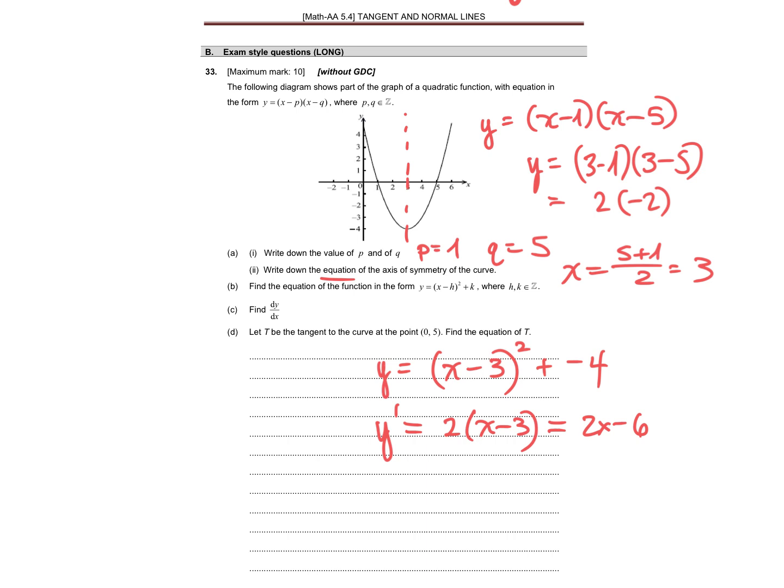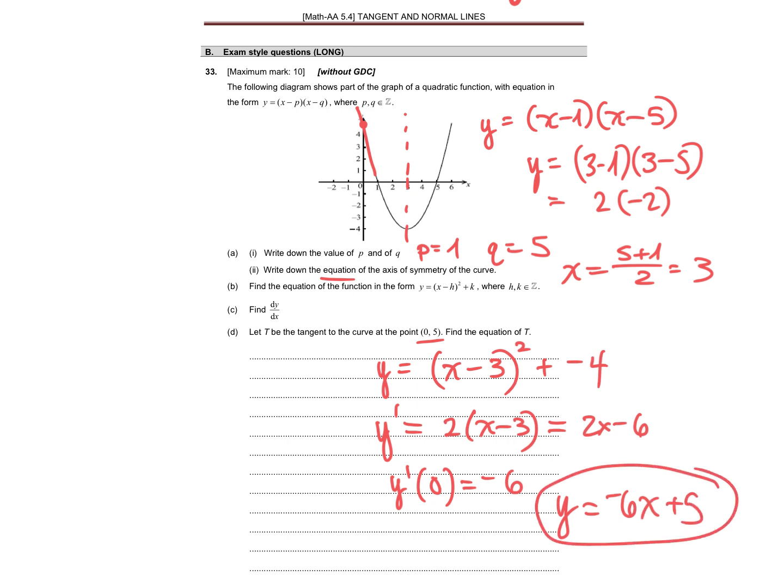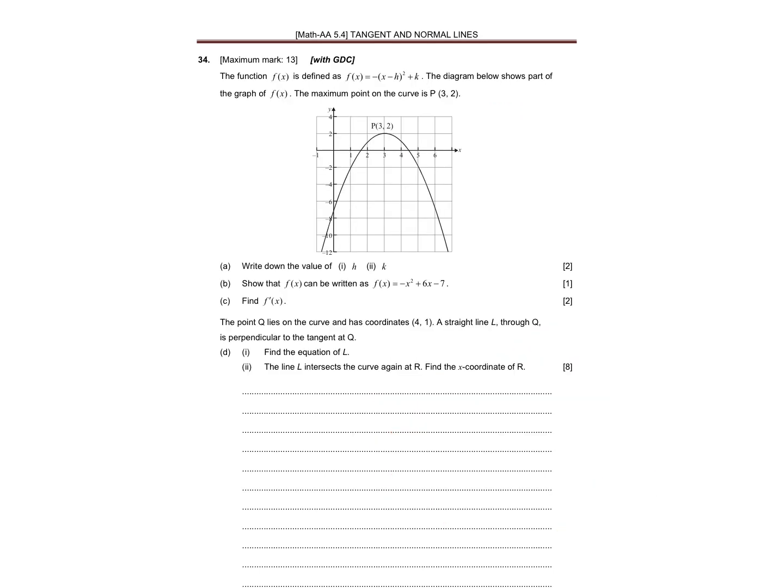And then let t be the tangent of the curve at (0, 5). So we want that from the equation. We don't have to do that because they give us the point. So y at 0 is what I should have said, but anyways, we need the derivative at 0, which is negative 6. So since we have the y-intercept and the gradient, we can just go straight into y equals mx plus c.